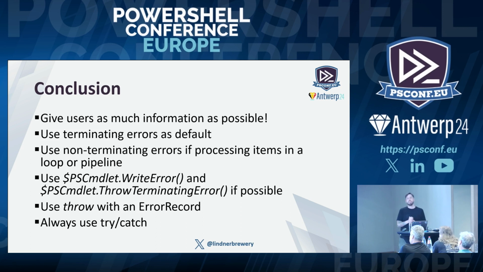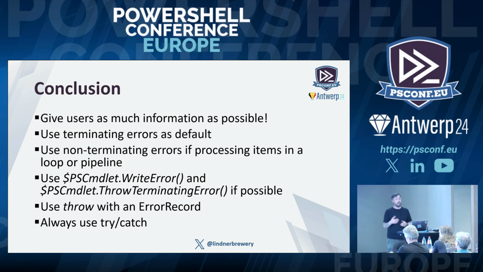Second thing is, use terminating errors as your default. Only fall back to non-terminating errors if you really have to, because you are looping through some process or have pipeline support. Like with that example, you're going up and pulling information from 100 servers. That's when you need that.